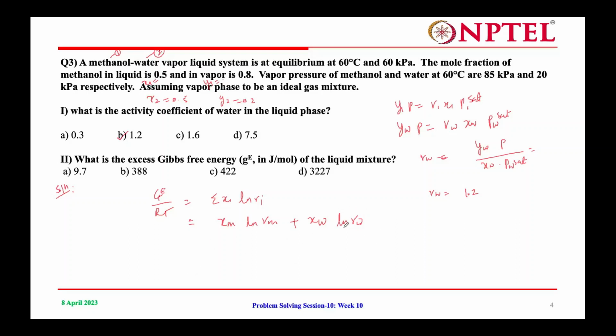First, we have to calculate here. This term is unknown. So first we have to calculate the activity coefficient for methanol. Similarly in this equation, gamma for methanol is equal to y into pressure over xm into Pm. So 1.13.